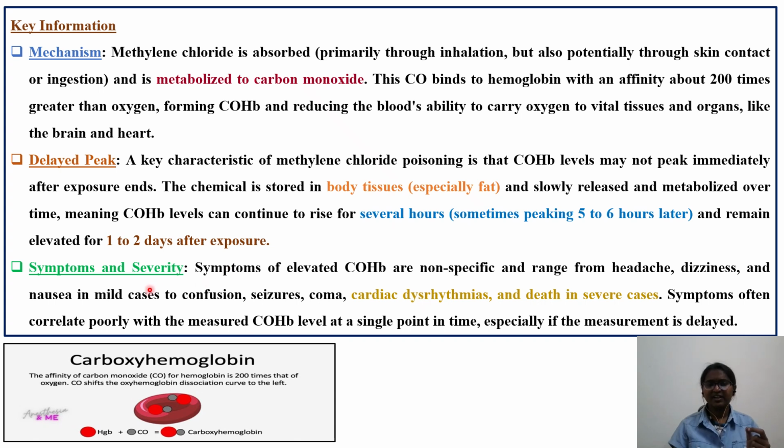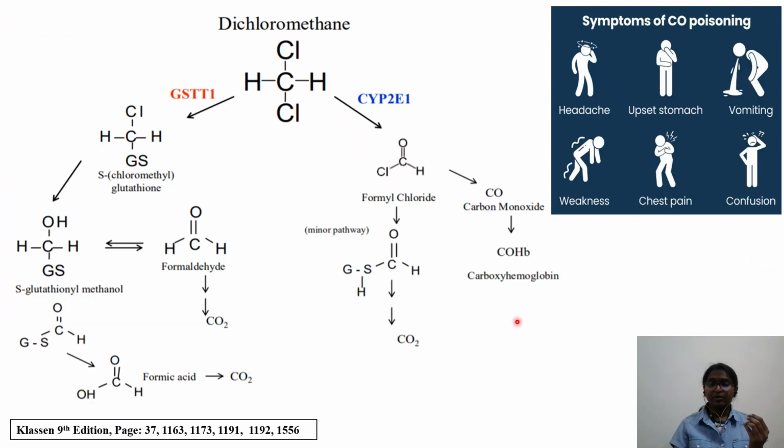Coming to symptoms and severity, the symptoms caused by this increase in carboxyhemoglobin level in the blood are headache, dizziness, nausea, and it will also cause confusion, seizure, and coma. Most serious are cardiac dysrhythmias as well as death in severe cases. Okay, so at every time point, you need to measure the carboxyhemoglobin levels in your blood.